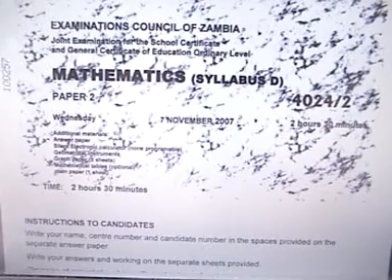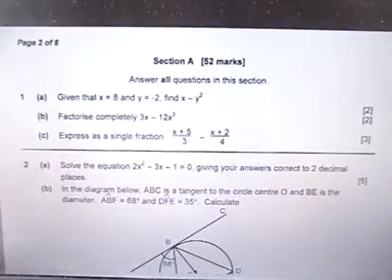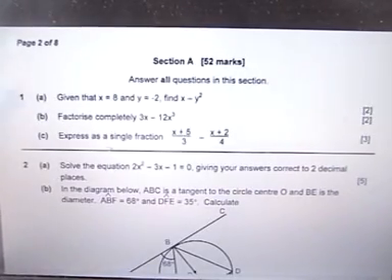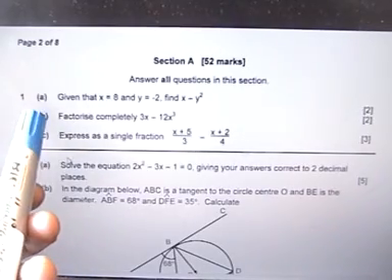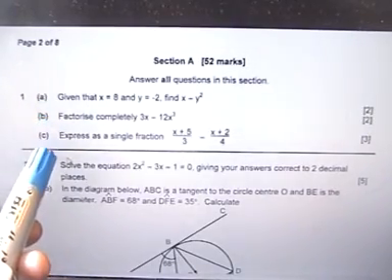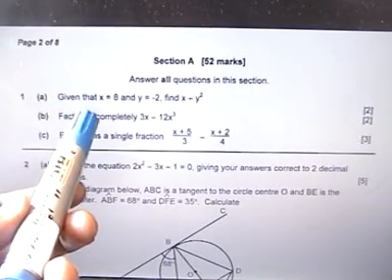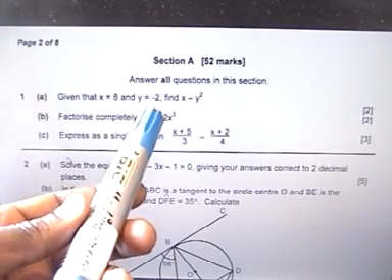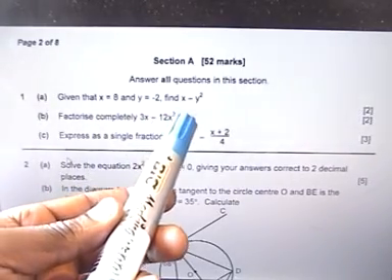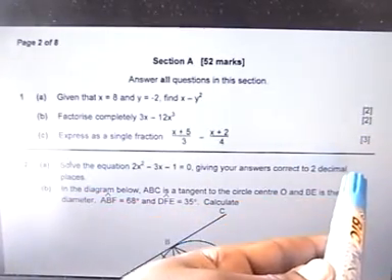And this is the cover for 2007 paper 2. So that is the first question, and this is question 1. So question 1, we have question 1A, B, and C. And the first one, which is A, is: given that x is equal to 8, y is equal to -2, find (x minus y) squared. And the number of marks is 2 marks, as you can see there.